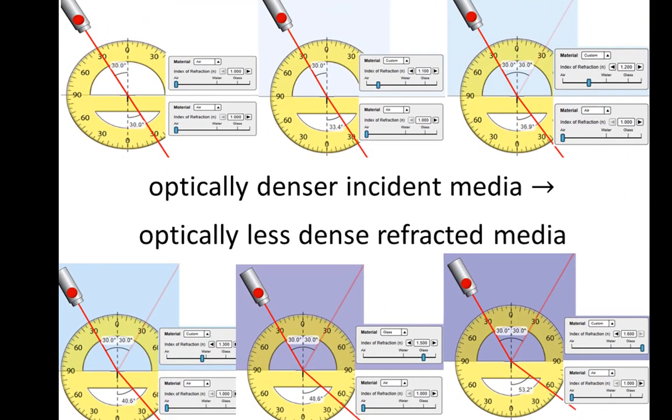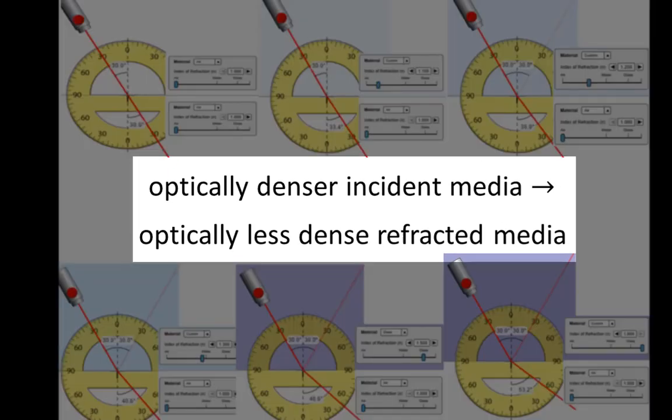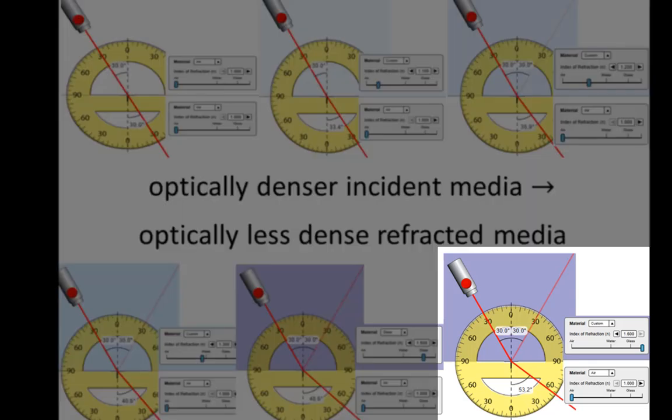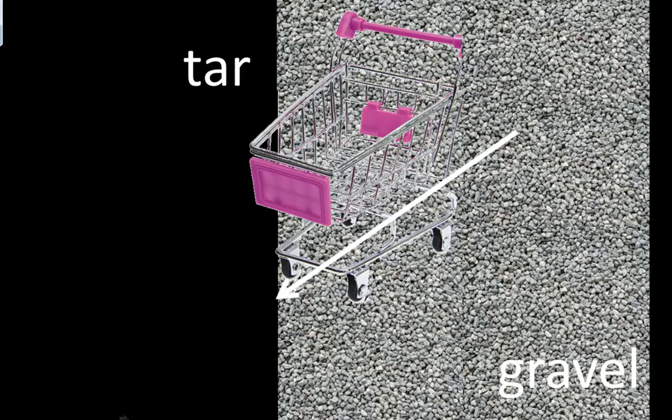Then we did an investigation where we let the light shine from an optically denser medium into an optically less dense medium. And we chose to control that receiving medium as air. And we varied what the incident medium was. And we found that in all cases, the light got refracted away from the normal, and more so the greater the difference between the two media. And that makes sense.